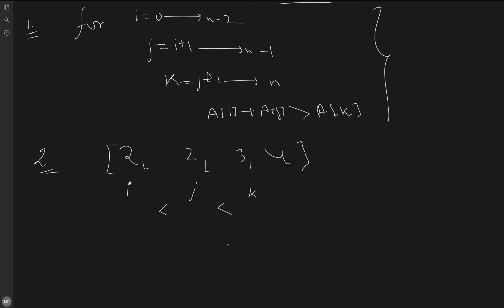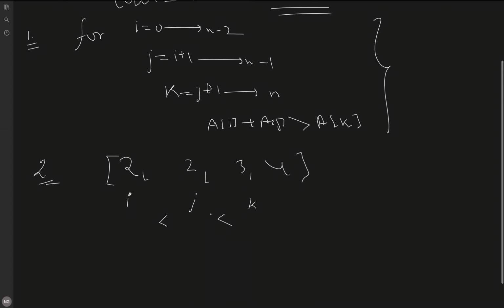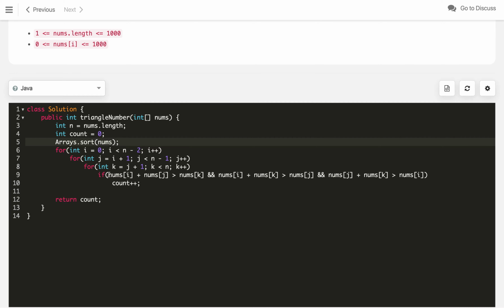Now if I check the three conditions, two of them are automatically satisfied once we sort the data, because nums of k is always greater than nums of i or nums of j, and if we add any other value to nums of k, it is definitely greater than the third value. So those two are automatic. Then we just need to check this one condition. This improves the previous solution a little in terms of performance, but the overall time complexity is the same, O of n cube.